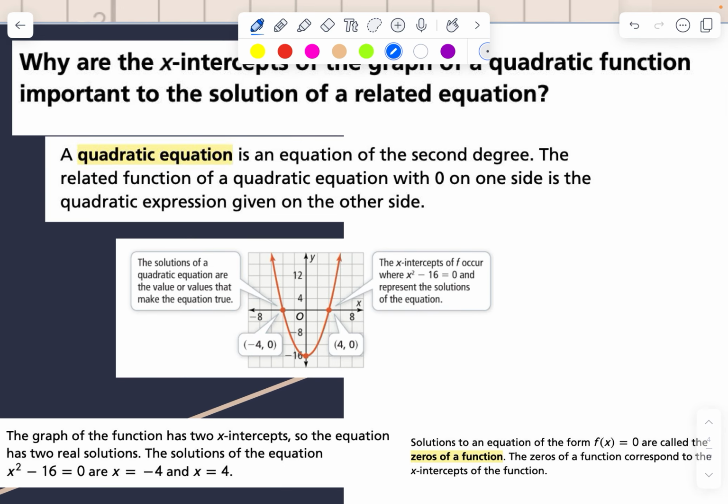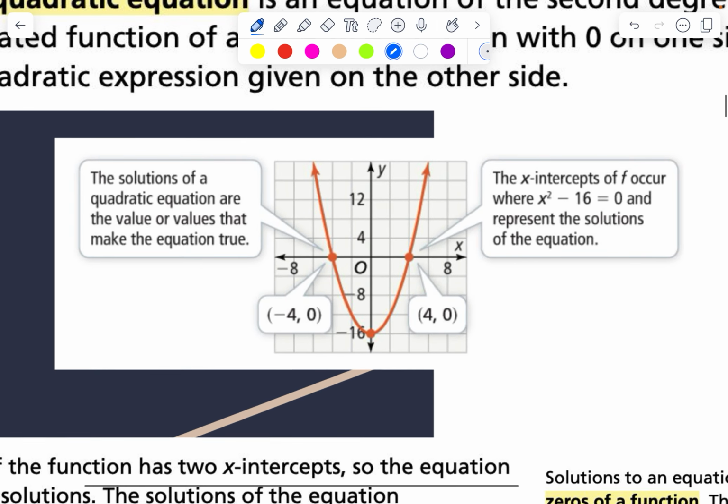A quadratic equation is an equation of the second degree. We already know that. The related function of a quadratic equation with 0 on one side is a quadratic expression given on the other. So we learned this last unit. The x-intercepts of x squared minus 16 equals 0 are right here, (-4, 0) and (4, 0).